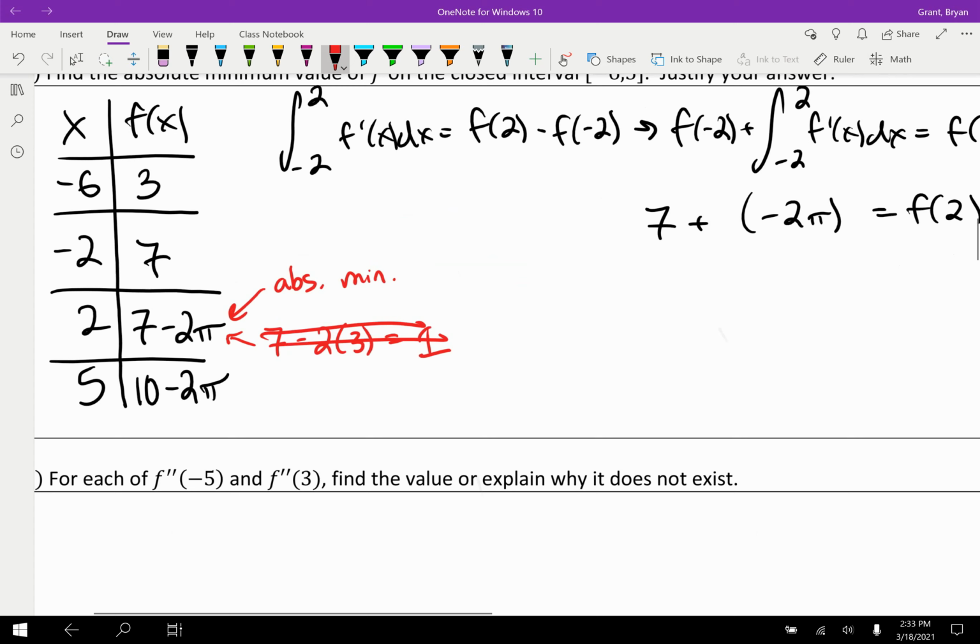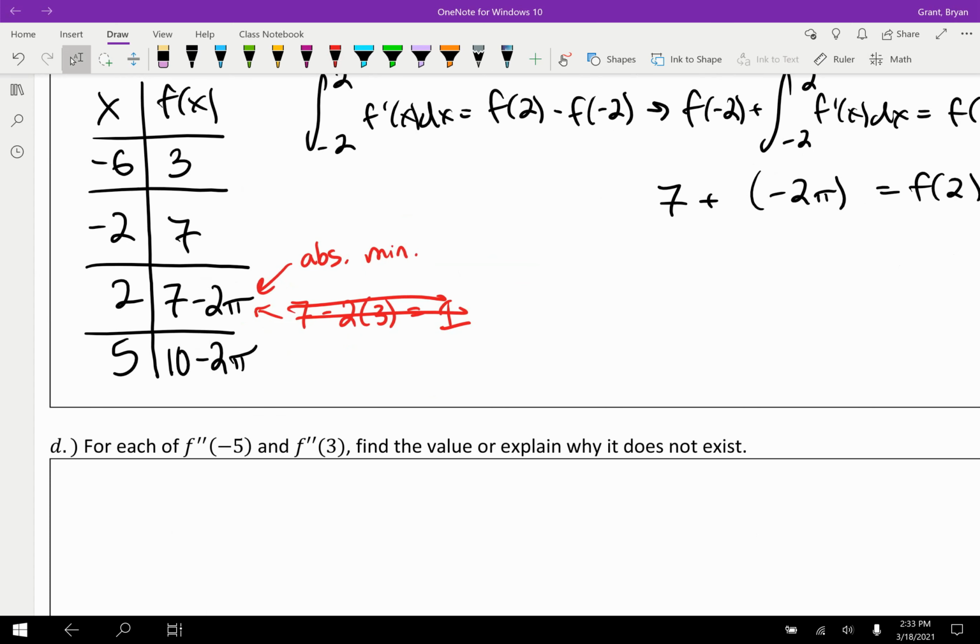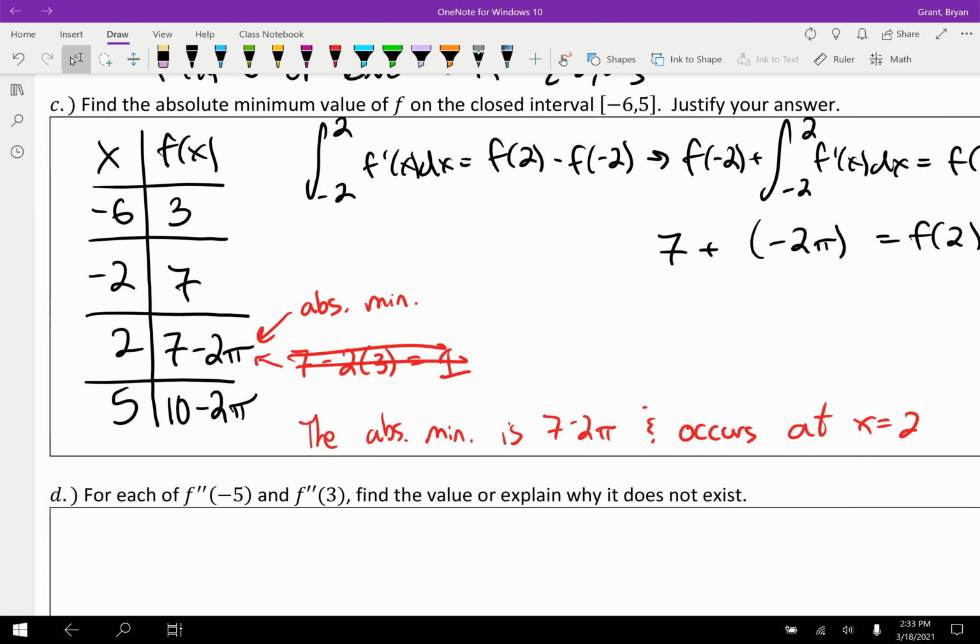Some people say, well, can I write a sentence? Sure. If you feel so inclined, we would say something like the absolute min is 7 minus 2 pi. You could be an overachiever, and you could say, and occurs at x equals 2. But if they ask for the value, they just want the output.